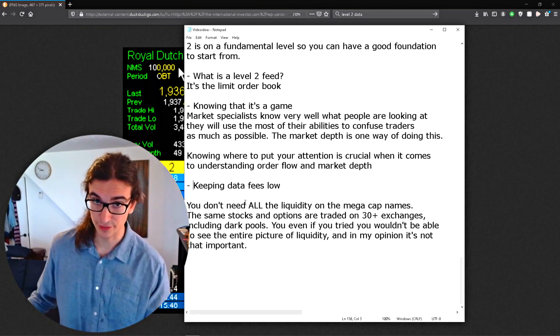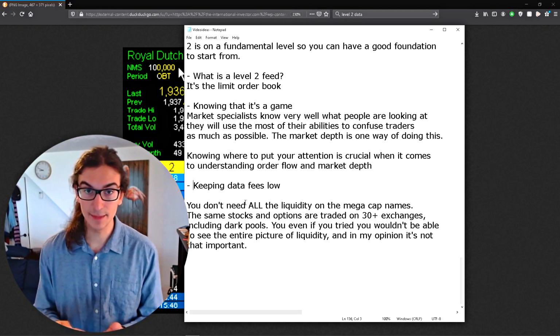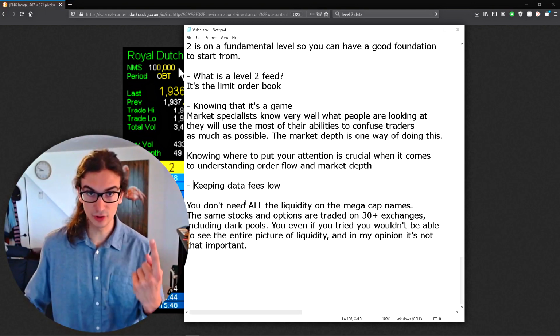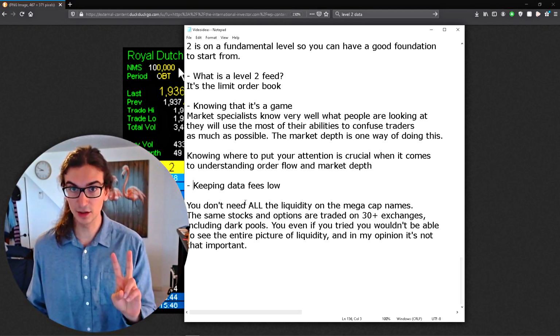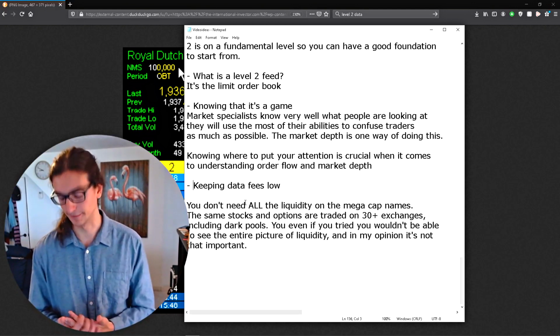So if you trade stocks, for example, stocks trade on many exchanges. There are many market makers on each exchange, and options, there's even more exchanges. So first you have to know what is a level 2. Okay, good, we understand it's a limit order book. So now you need to make a conclusion. Do I need to see all this data and is it going to benefit my trading? So I'll give you the example.